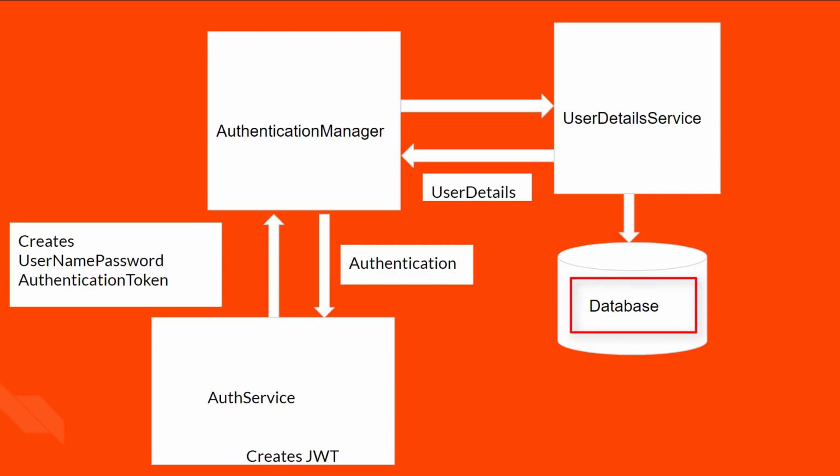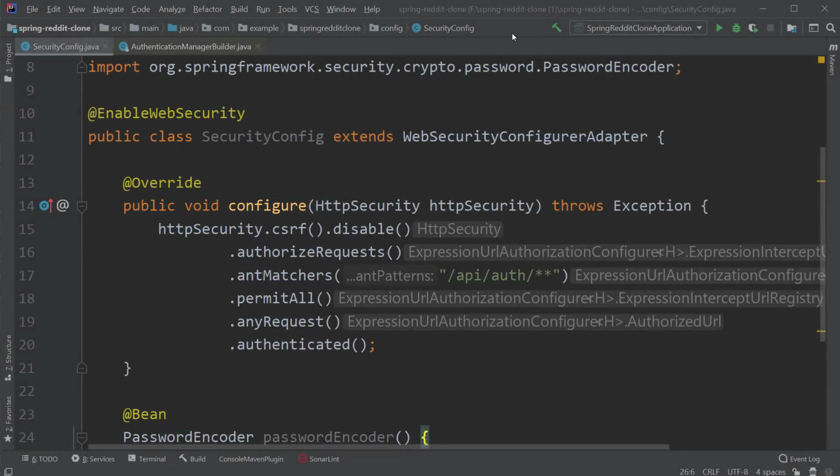If the user details are incorrect, we get an exception at this stage. And if they are correct, the user details are passed on to the authentication manager, which returns an authentication object back to the auth service. So at this moment, our authentication is successful. So as you see in the previous diagram, we will create a JWT and send it back to the user as a response. So this is a bit in-depth explanation of the authentication flow. I hope it is clear for you. Without any further delay, let's start coding.